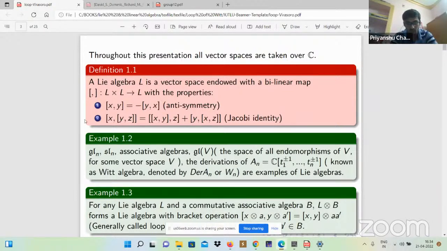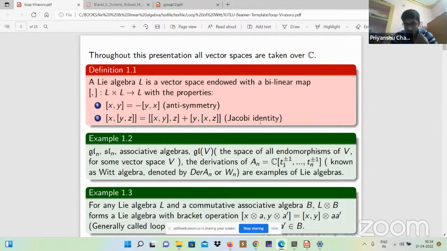By a Lie algebra L, we mean a vector space endowed with a bilinear map from L cross L to L, which has two properties: bracket [x,y] equals minus bracket [y,x]. This property is called the antisymmetric property. And bracket [x,[y,z]] equals bracket [[x,y],z] plus [y,[x,z]]. This property is known as the Jacobi identity.